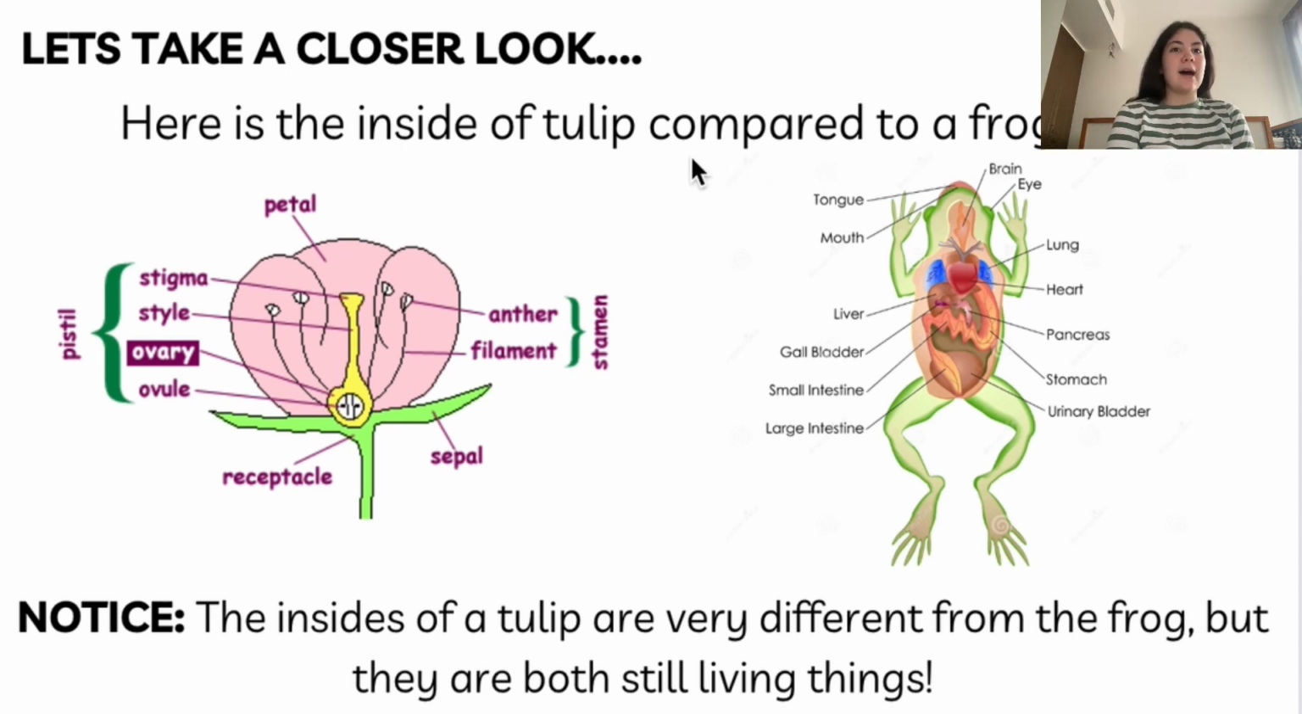Let's take a look at the insides of a flower and a frog. Inside a flower, we can see colorful petals, a sticky stigma, and a swollen ovary. In a frog, we find a beating heart, tiny lungs, and a stomach. Even though they're very different, they're still both very much alive. Now, let's look at the tulip.